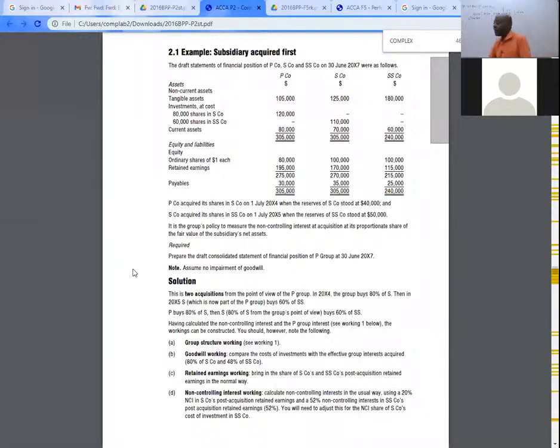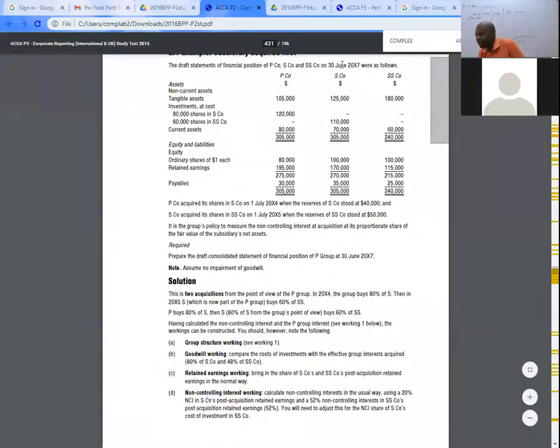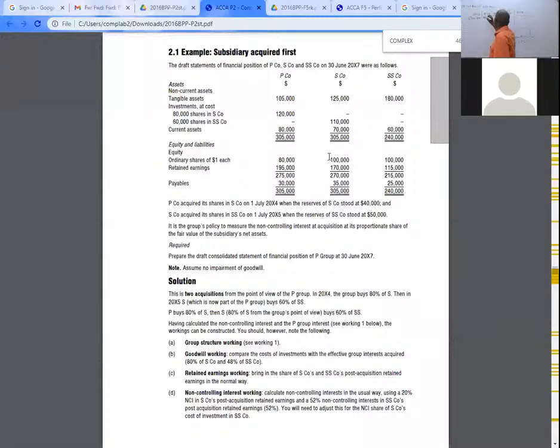At year end, remember year end is the reporting date, the one in the financial statements. So at year end, the equity share capital of S is 100,000. And then SS at year end is 100,000 as well. Right? The next item of equity, you can see they are normally paraded here.